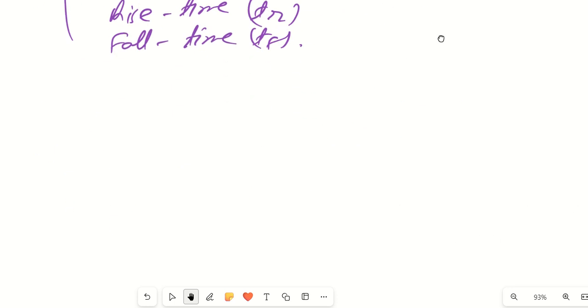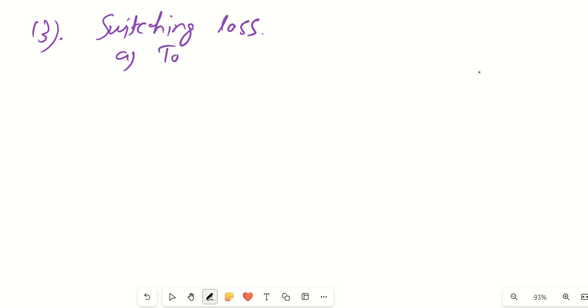Then another very important parameter is efficiency. So what happens is this is also called switching losses. Okay, so switching losses. Switching loss can be of two types. One is turn on switching loss, which is the loss during turn on, and then turn off switching loss.